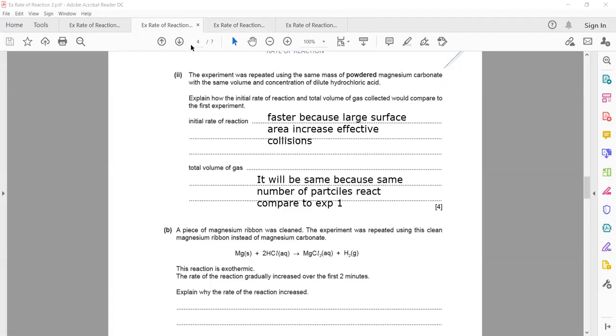So faster, or higher, because of the large surface area, and the same volume because the same amount of hydrochloric acid is used.